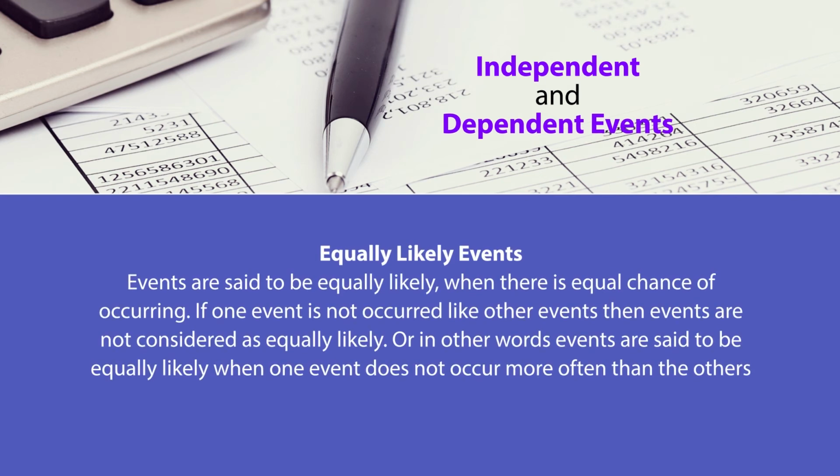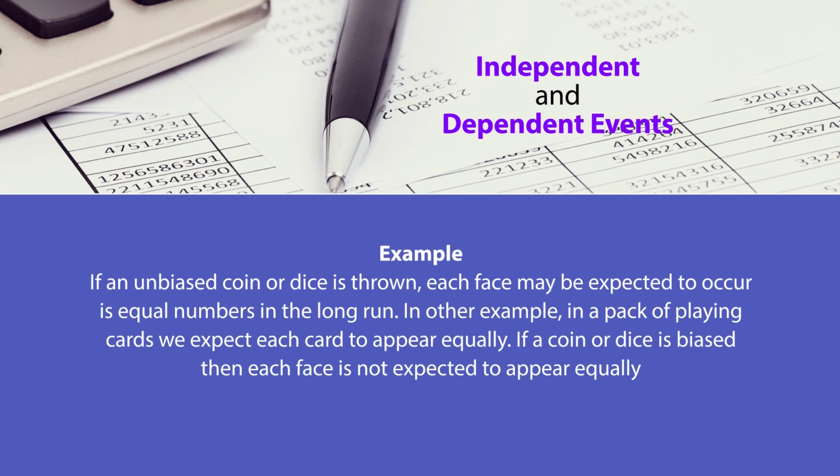So equally likely events are there. Events are said to be equally likely when there is equal chance of occurring. If one event occurs more than the other events, then the events are not considered equally likely. Or in other words, events are said to be equally likely when one event does not occur more often than the others. So there are certain examples which can defend this particular statement.